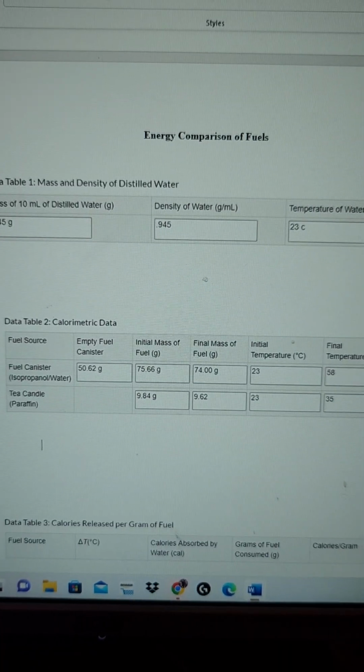This is because the candle is made up of wax that contains a very high percent of paraffin. Unlike the fuel canister, paraffin burns very rapidly, thus producing more energy, resulting in more calories. Fuel canisters burn faster, but less energy is emitted. Therefore, there is an incomplete combustion, resulting in low calories.